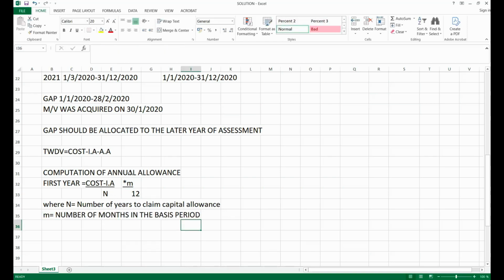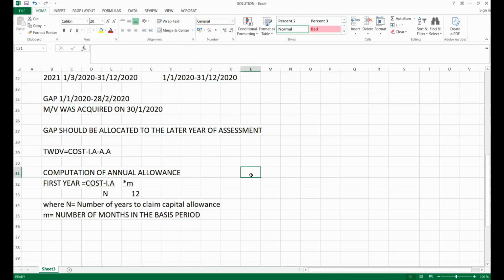So to now calculate our annual allowance, in the first year, where your number of months in the basis period is not up to 12 months, don't forget, we have stated that it has to be prorated. Your annual allowance will be what? Cost minus initial over n. This n is what? Number of years to claim capital allowance.